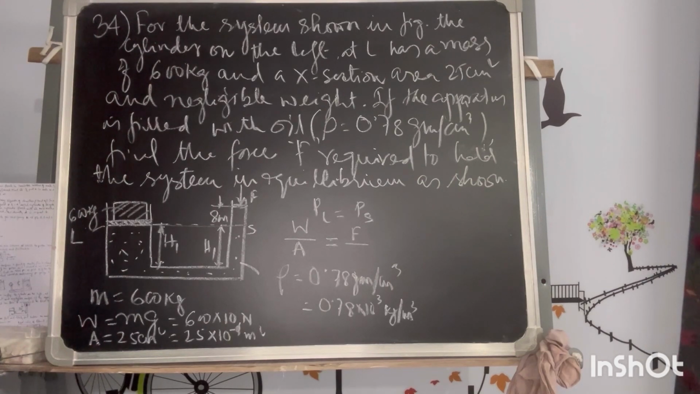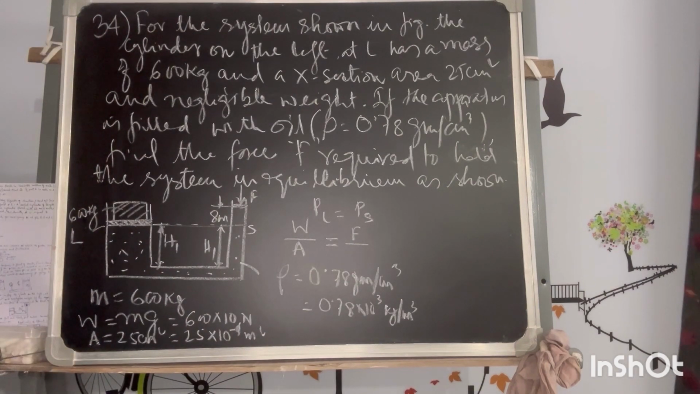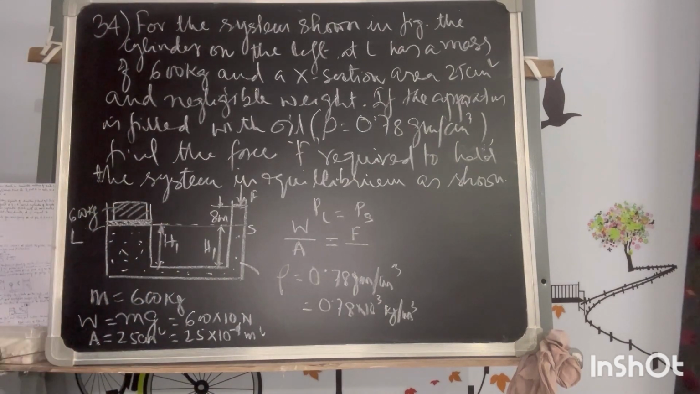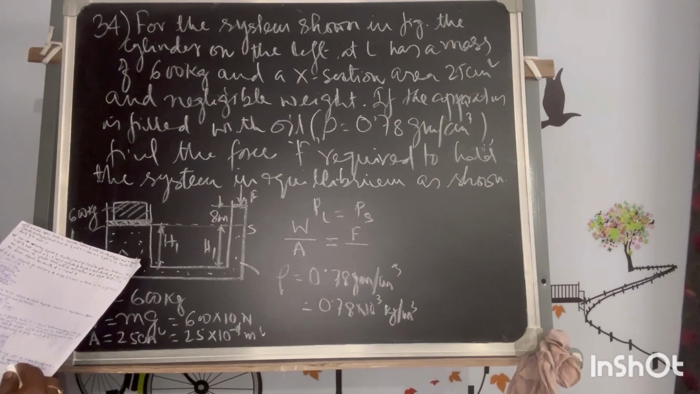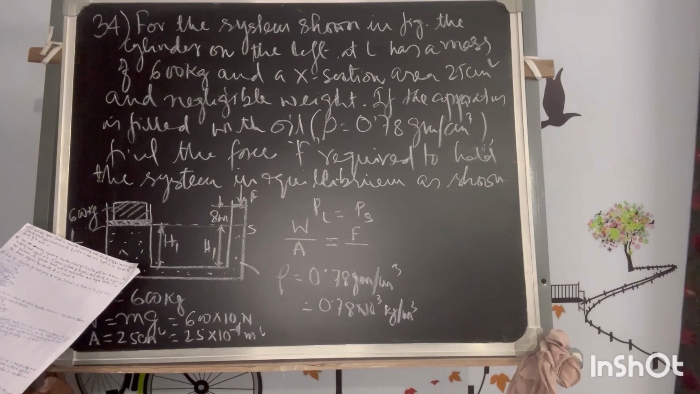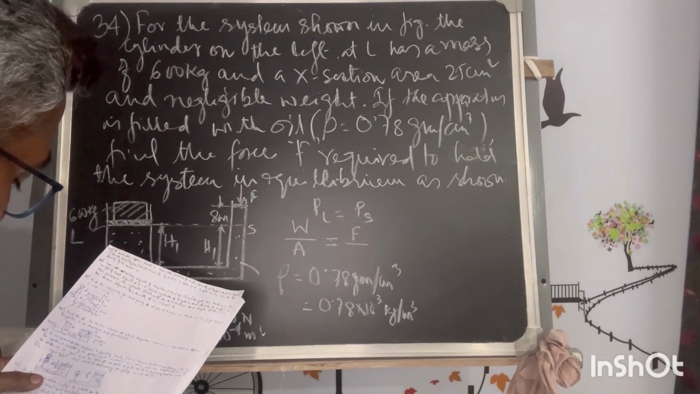If the apparatus is filled with the water, and what force. Now the system is in equilibrium. The left L has a 600 kg weight, the cross section of this is negligible. Whether it is filled with the other, and the force required to hold the system in equilibrium. So this force, whereas this cross section is not given.